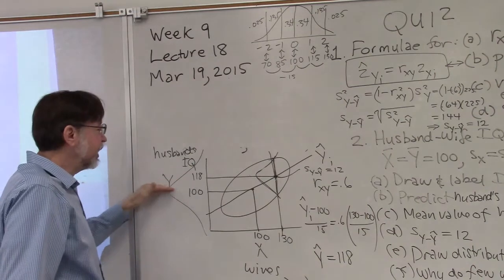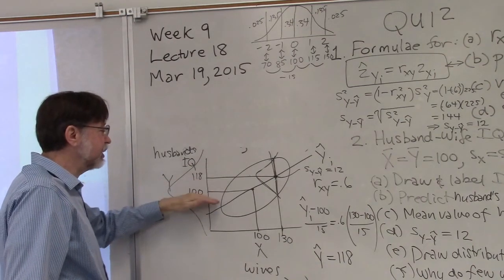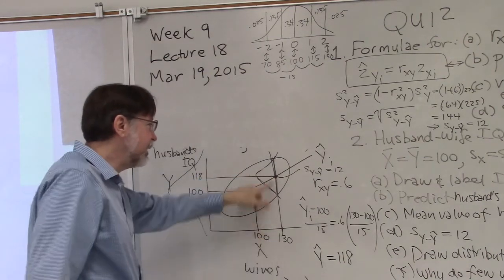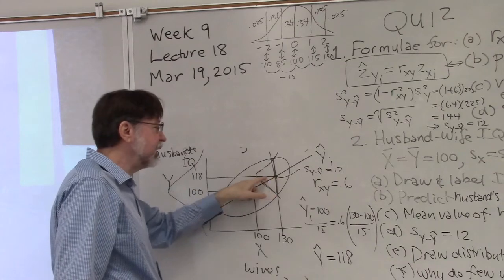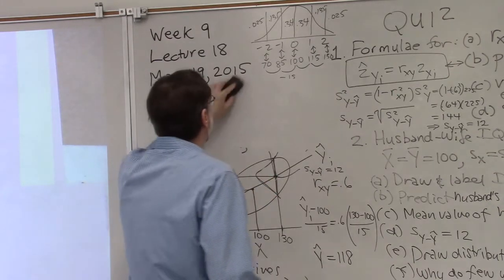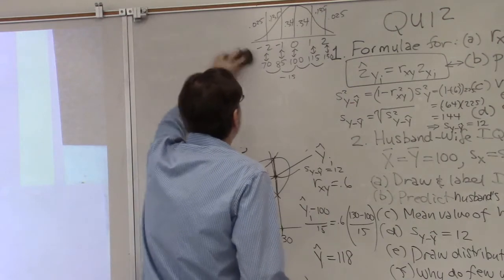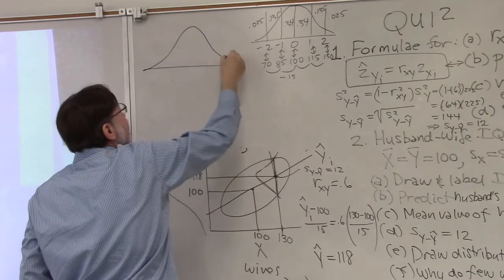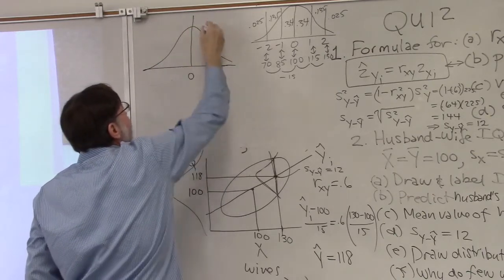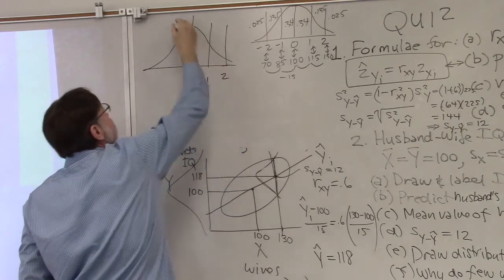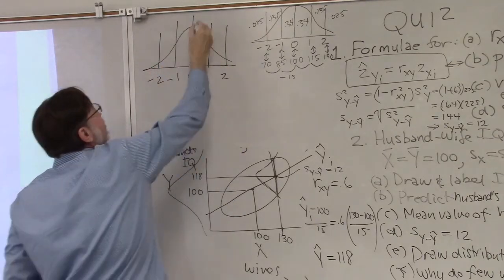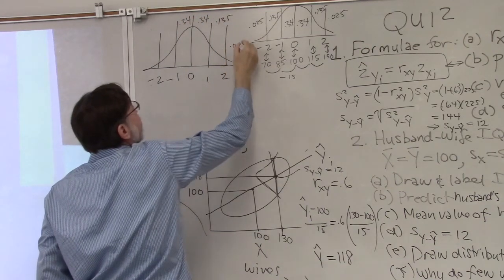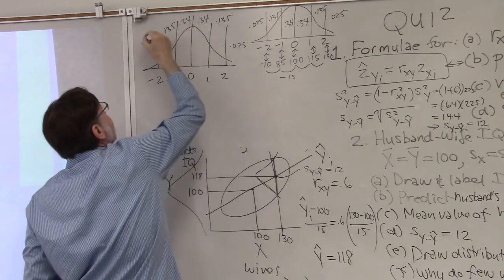So the husbands' IQs have a mean of 100 and a standard deviation of 15, but given you know the wife's IQ is 130, this is the distribution, a mean of 118 and a standard deviation of 12. So we can do that in the same kind of way. We start with our standard normal distribution, so just draw your standard normal distribution. 0, 1, 2, minus 1, minus 2, 0.34, 0.135, 0.025, 0.135, 0.025.